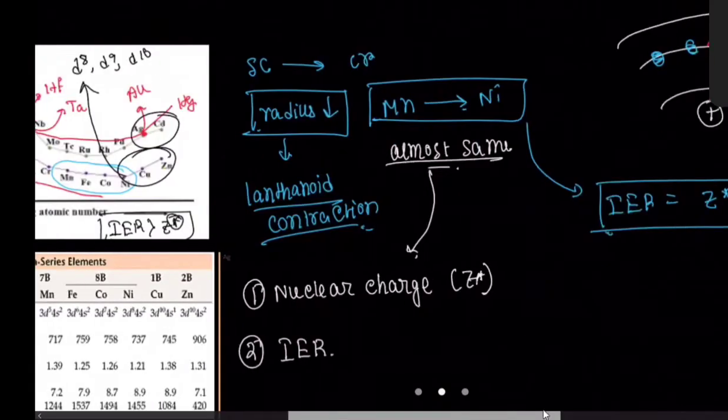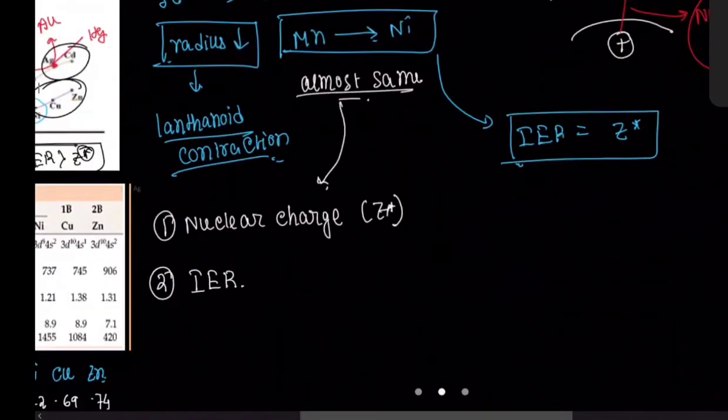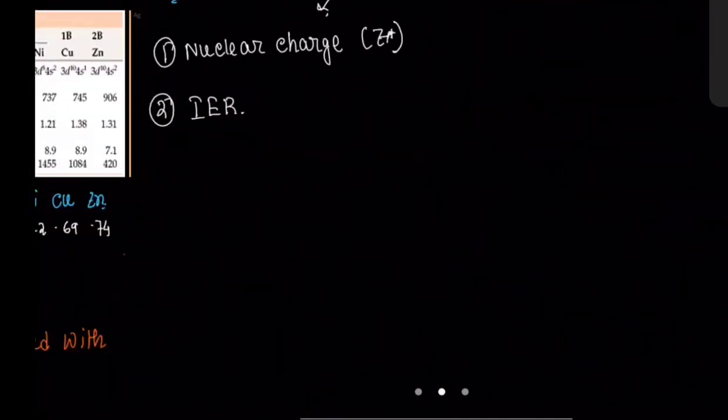So in a nutshell, the nuclear charge is trying to shrink the atoms, trying to decrease the radius. Interelectronic repulsion is working against it. It is trying to expand the radius. So that is why together they are showing these types of properties, right?